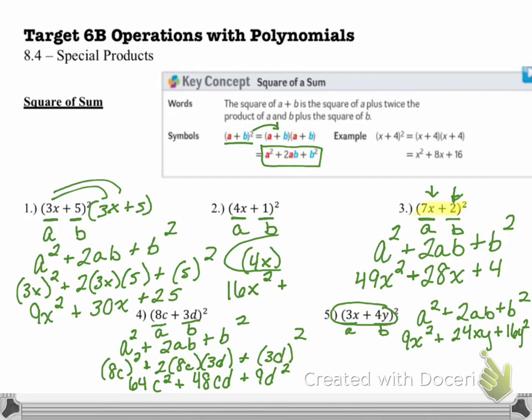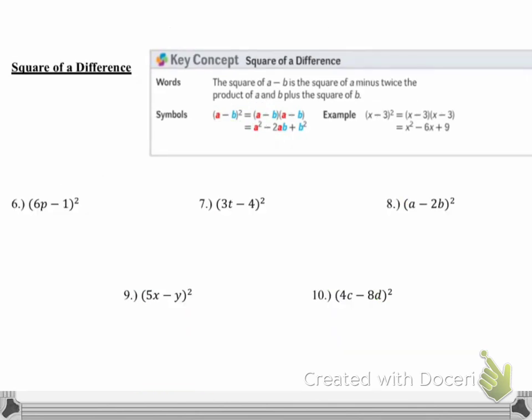So then the next thing we're going to look at in this video is the square of a difference. And honestly, it's the same exact thing. The only difference, no pun intended there, is that there's a subtraction sign. So it's the same formula, just notice that it's minus 2ab because there's a minus in the binomial. So it takes that into consideration.